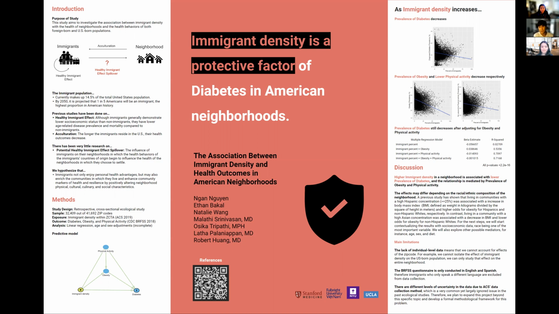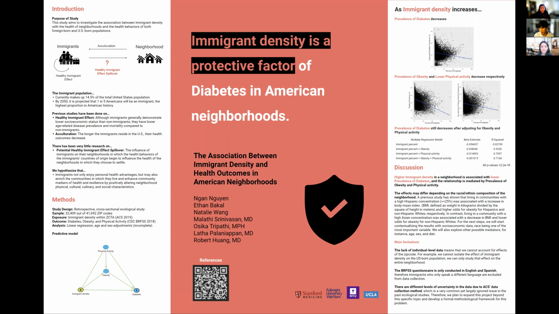Now, what we want to look at is the opposite of acculturation, which is what we call the healthy immigrant effect spillover, wherein immigrants start to influence their neighborhoods, and the health outcomes and behaviors of a given neighborhood tend to be better with increasing immigrant density.